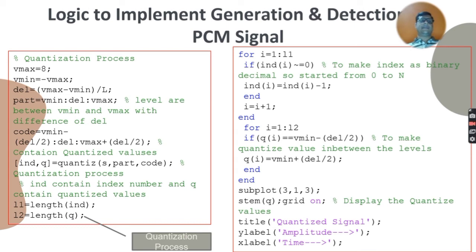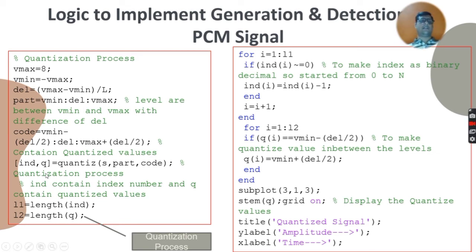Next, you have to identify the codes. Where is the code assigned? At the midpoint, so del by 2: the code is Vmin plus del by 2 onward. So this is the code, and it contains the quantized values. Then again you have to identify the quantized signal as written in the previous one: [index, quant] equal to quantiz(s, part, code).